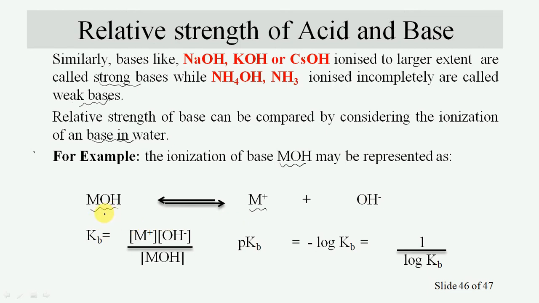The equilibrium constant is represented by the product of [M+][OH-] upon [MOH]. Kb is called the dissociation or ionization constant of the base. The dissociation constant Kb is used to measure the relative strength of the base. The higher the value of Kb, the stronger is the basic strength. Like pKa, the dissociation constant Kb is represented by pKb, and mathematically it is equal to minus logarithm of Kb, and that is further equal to log 1 upon Kb.